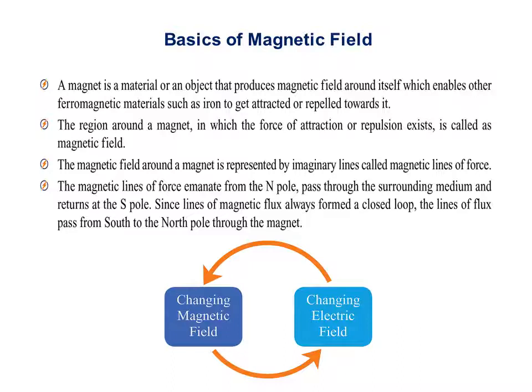Since lines of magnetic flux always form a closed loop, the lines of flux pass from south to north pole through the magnet. So we can get the idea that magnetic field or change in the magnetic field produces electricity, or electricity produces magnetic effect.